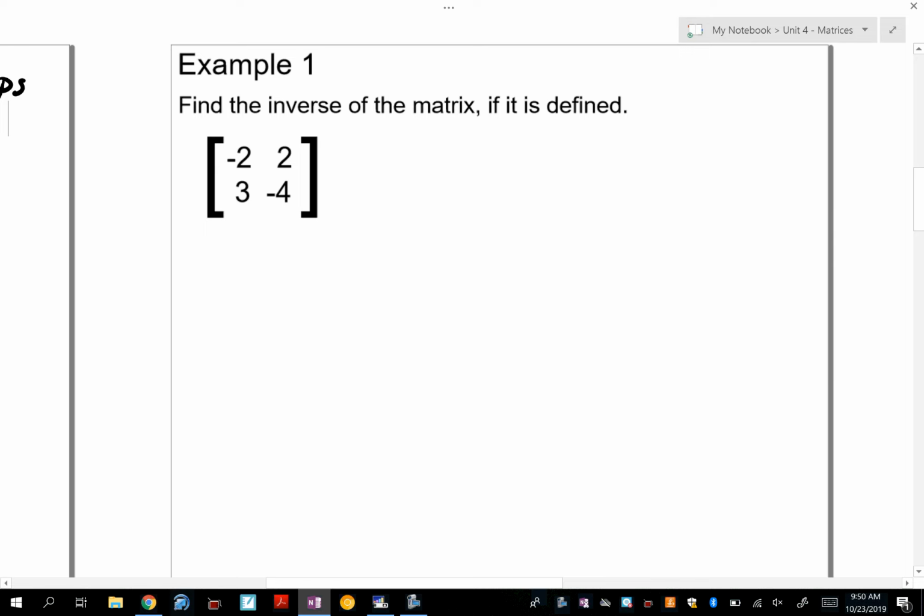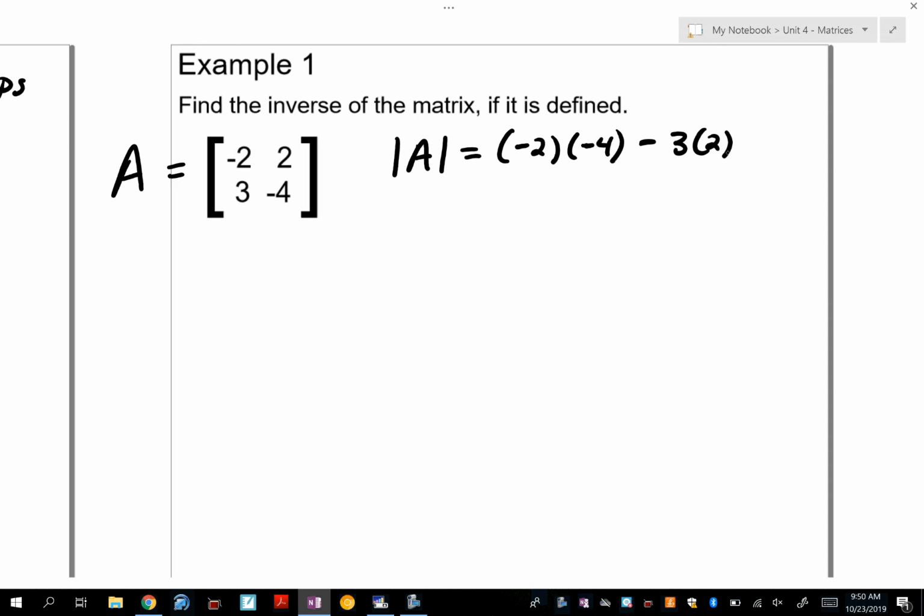I'm going to call this matrix A. To find the inverse of matrix A, I first need to find the determinant of matrix A. You remember from yesterday, when you see absolute value for this unit, you're thinking determinant. Very good. Thinking find the determinant. So I'm going to do -2 times -4 minus 3 times 2.